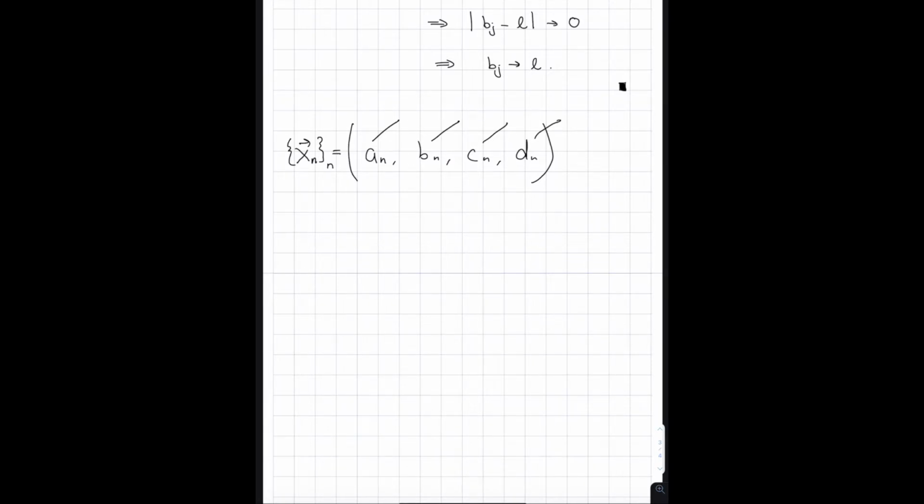Now here's the mistake that a lot of students make. They say, well, okay, we've already proved this in R. And since the sequence is bounded, we know A sub n is bounded, B sub n is bounded, C sub n is bounded, and D sub n is bounded. Thus, there exists a subsequence of A sub n that converges. Let's label that A prime of j. And same thing with B prime of j, same thing with C, and same thing with D. And this is incorrect. So why is this incorrect?